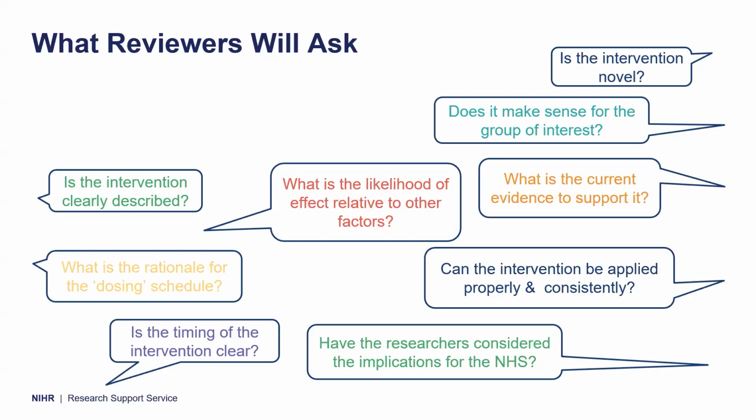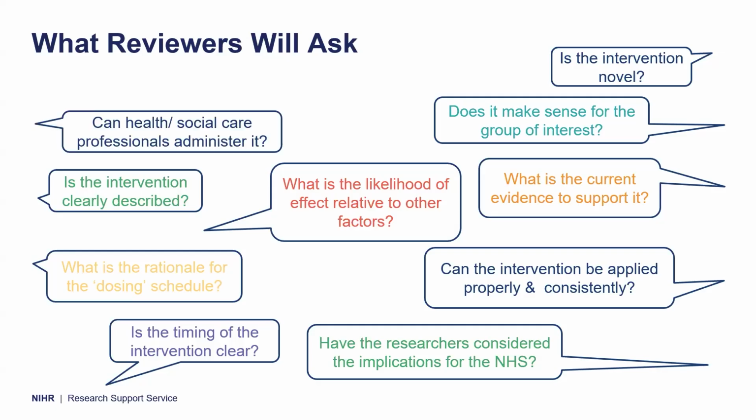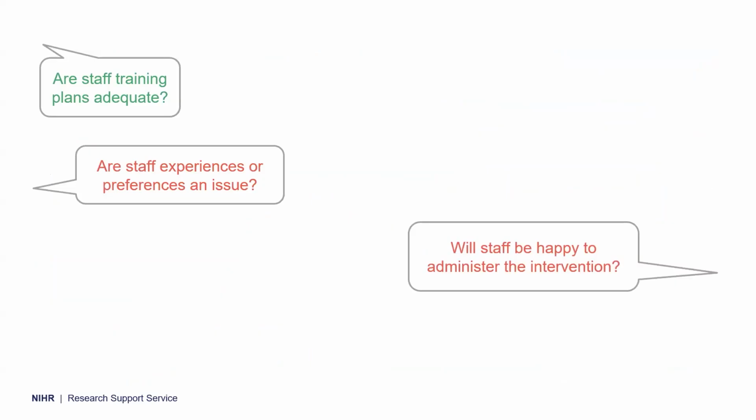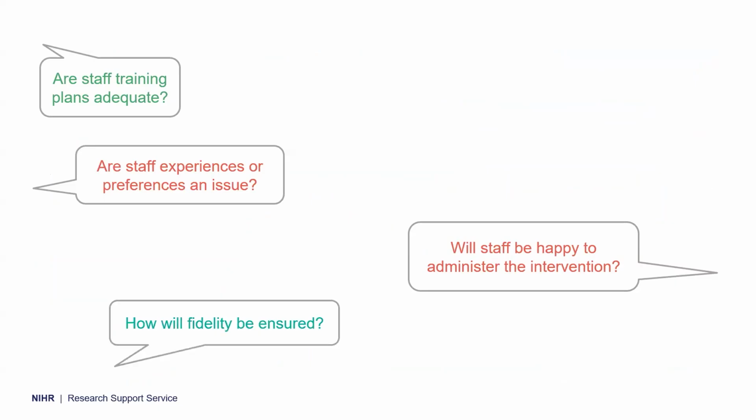Can the intervention be applied properly and consistently? Can health or social care professionals administer it? Are staff training plans adequate, and how does that fit into everything? Will staff be happy to administer the intervention? Are staff experiences or preferences an issue, rather like the surgery? If they're really wedded to something, are they going to be happy to not do it or to move on to something else? How will fidelity be ensured so that the staff are actually following the intervention as they're supposed to?